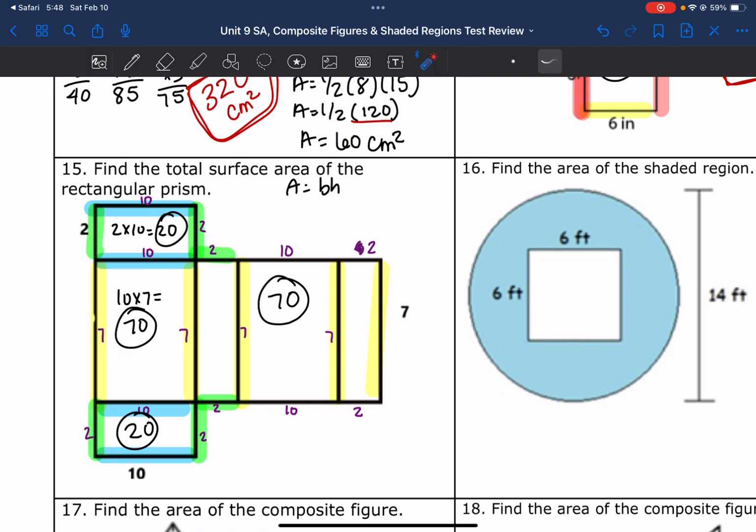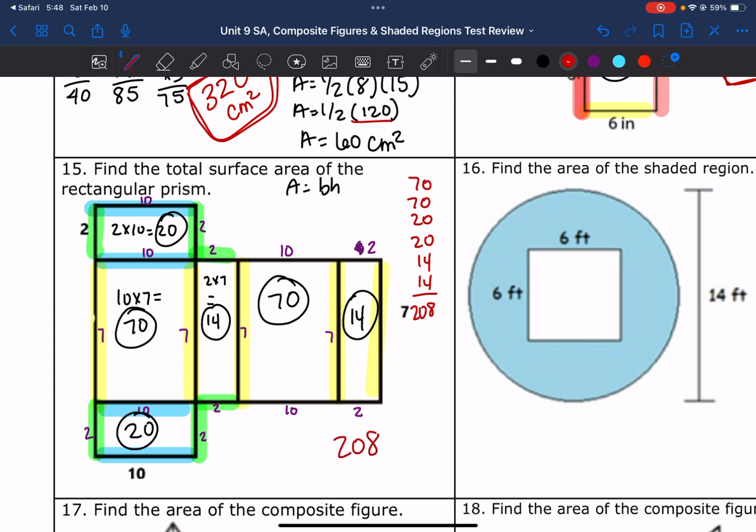The little itty bitty skinny rectangle, that is 2 times 7, which is going to be 14. And that means this one is also 14. Okay. Now we can add up all of these together. So here, 70 plus 70 plus 20 plus 20 plus 14 plus 14. 4 plus 4 is 8. 7 plus 7 is 14. 15, 16, 17, 18, 19, 20. So we get 208 units squared.